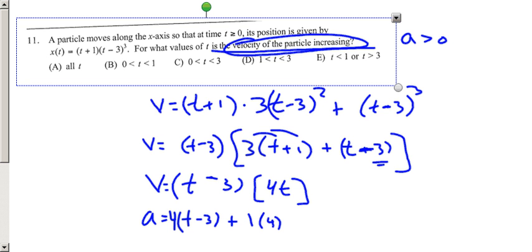Shoot. I'm trying to work too fast. Scrap all that.